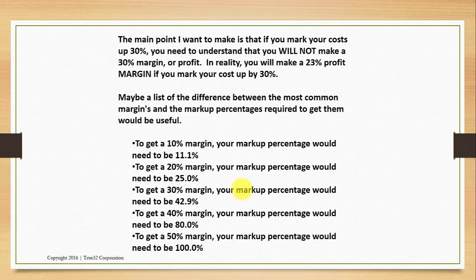And watch how this grows as the numbers get larger. If you marked your job up 25%, then you would only earn a 20% margin. If you marked your job up 42.9%, then you would earn a 30% margin. If you marked your job up 80%, you would only earn a 40% margin. And then of course the largest case here is the biggest difference. If you marked your job up a full 100%, you would earn a 50% margin. And that should be very telling there.